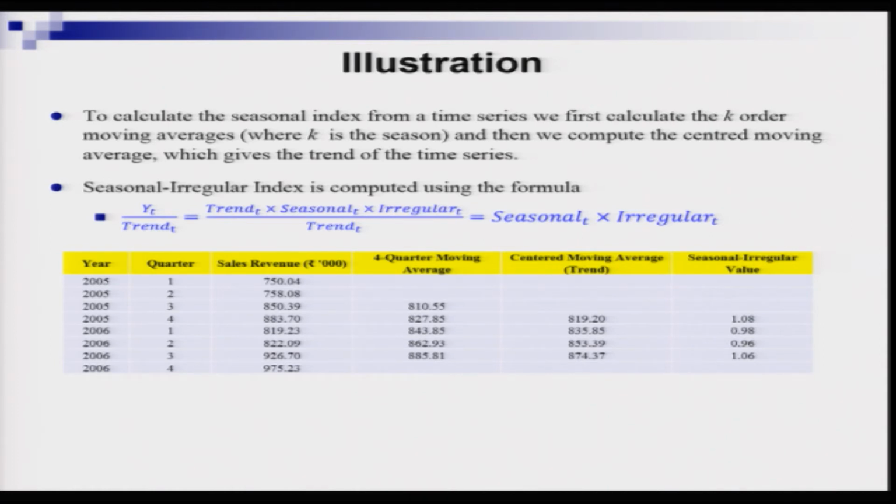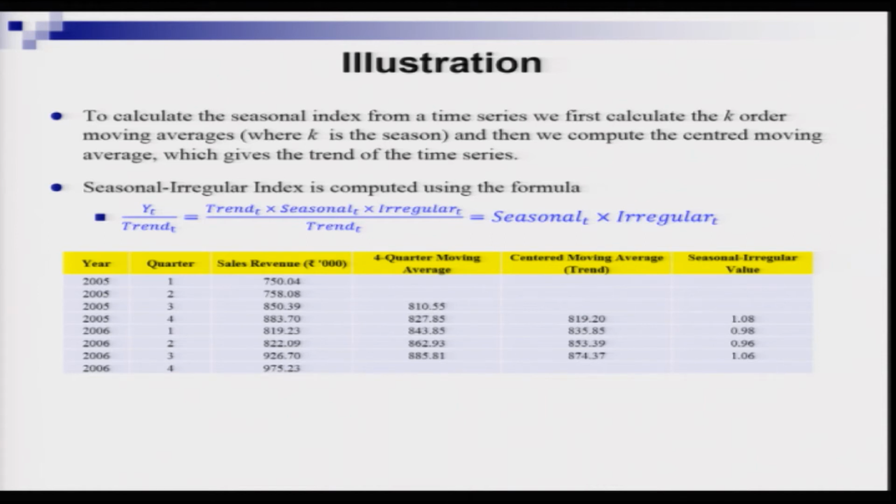So, that is why we are making use of the moving average method over the least squares principles, and then we have to compute the centered moving average, which gives the trend of the time series, right. So, here in the table at the bottom of the slide you are seeing some numbers given. Suppose there is a fictional company whose sales revenue data we have for two different years, 2005 and 2006, and the data is given for each quarter. So, we have a total of 8 observations.